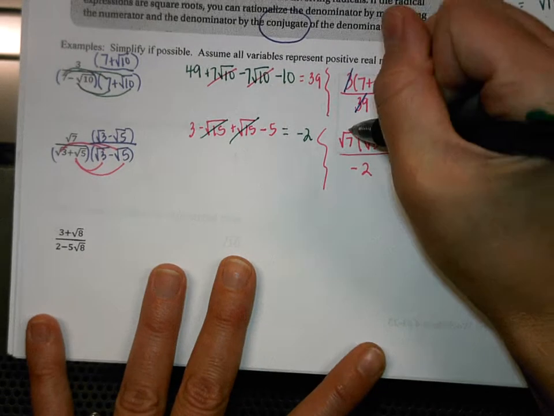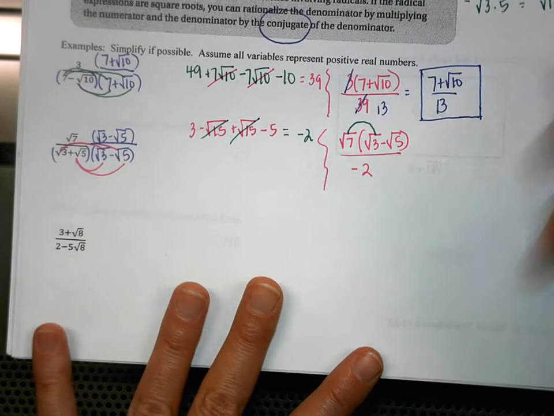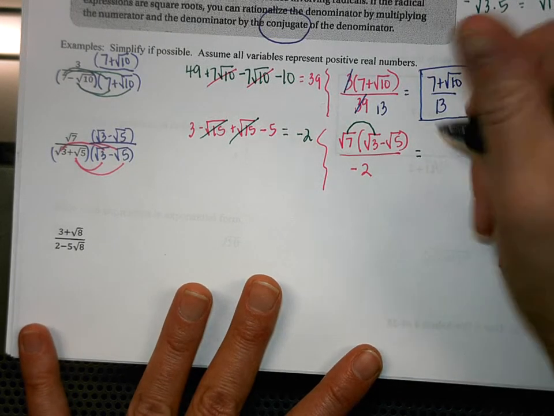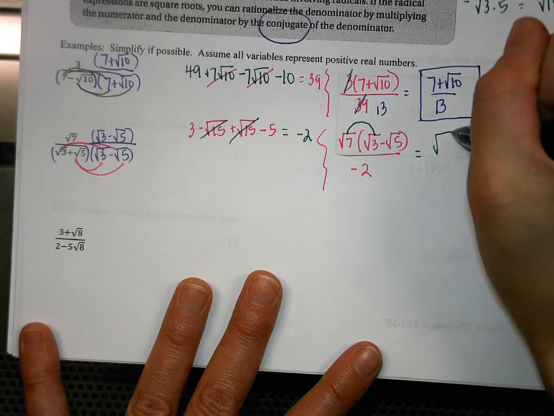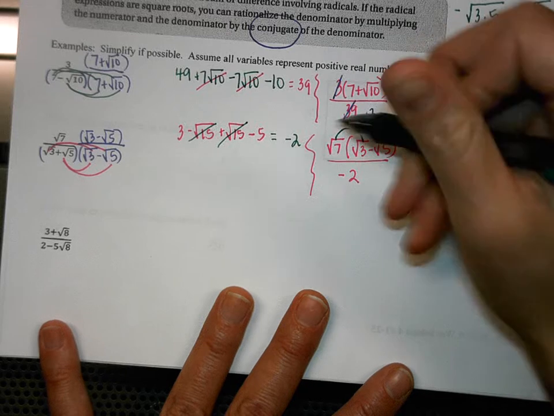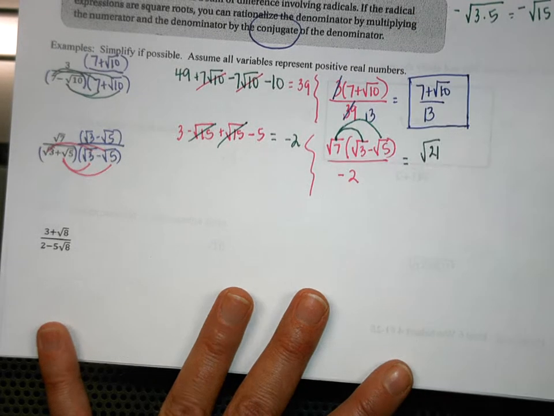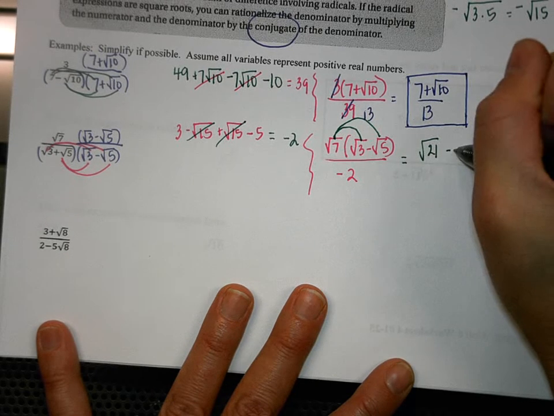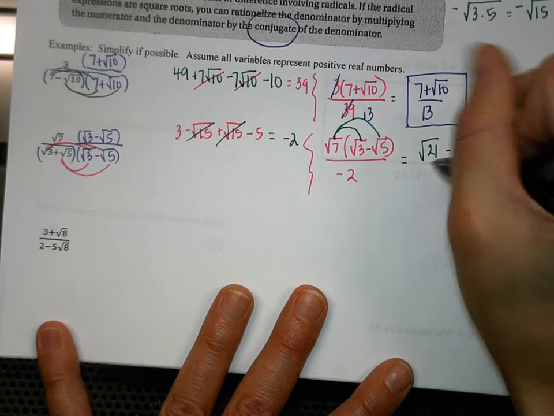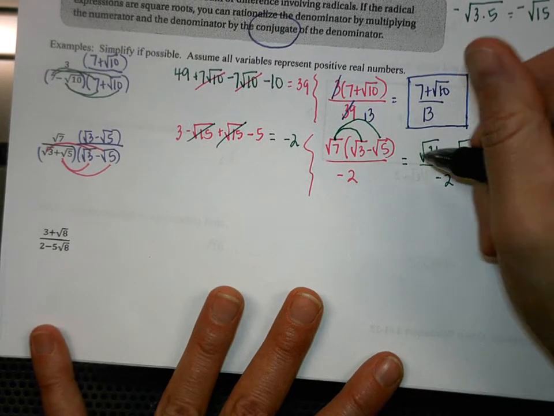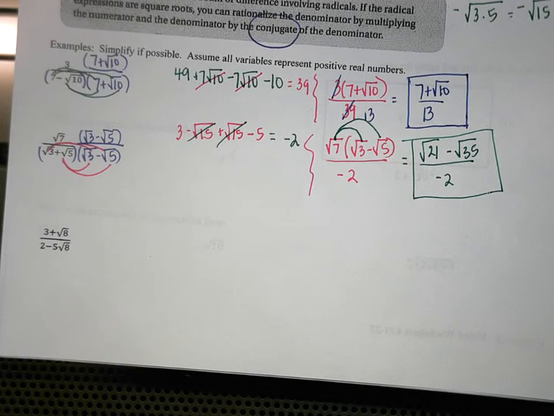So root 7 times root 3, would I be able to make any pairs from that? No. So what's that just going to become? Root 21. Okay, root 7 times 3, so we multiply the 7 to 3, get root 21. Now for root 7 times negative root 5, would I get any pairs for that one? Nope, so we're just going to multiply it. We get negative root 35, and this is all over negative 2. And again, there's nothing that I can simplify or do, so this is my answer. Okay.